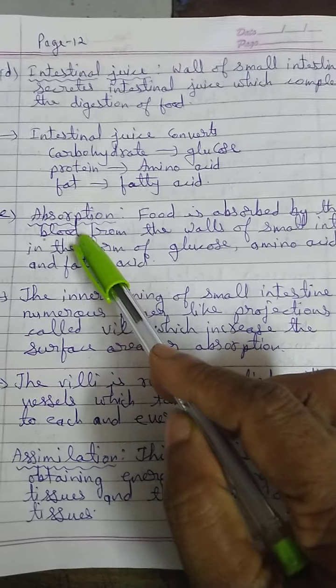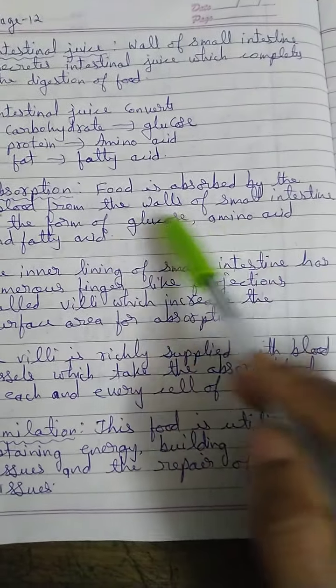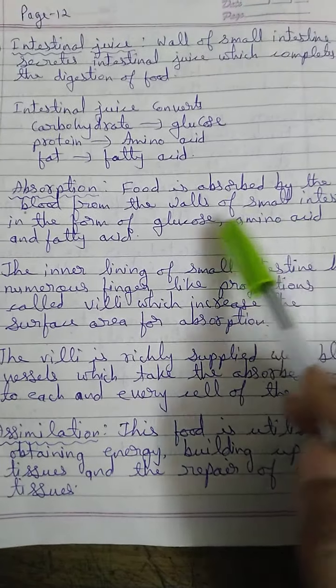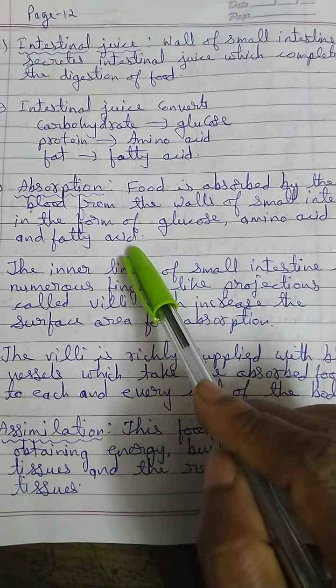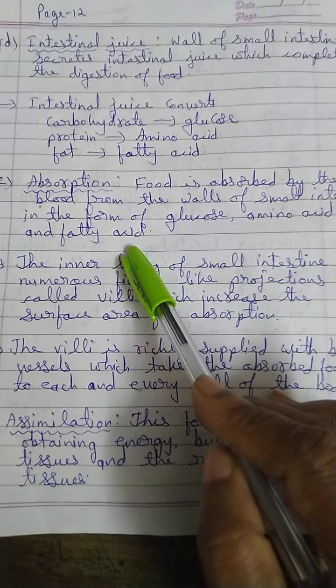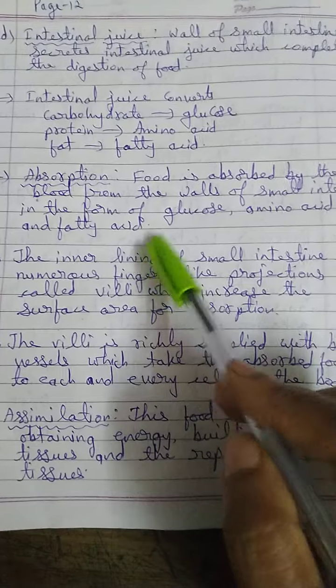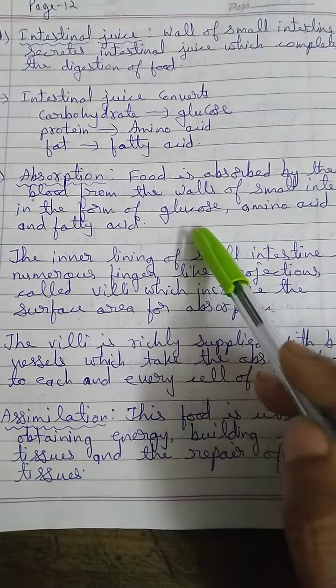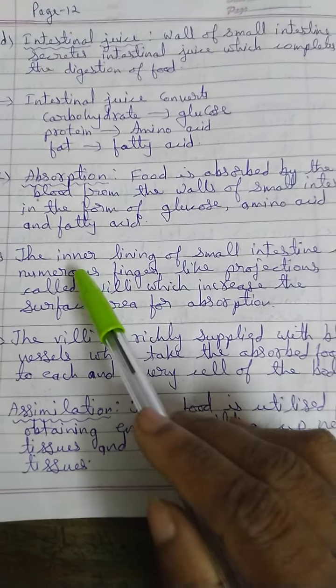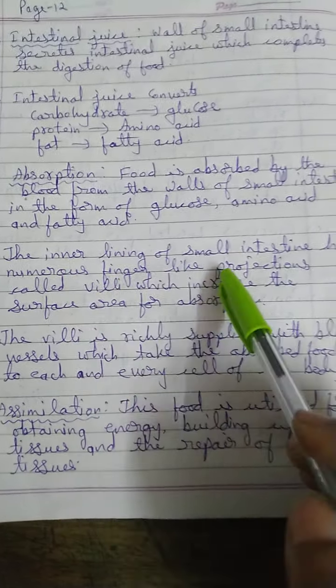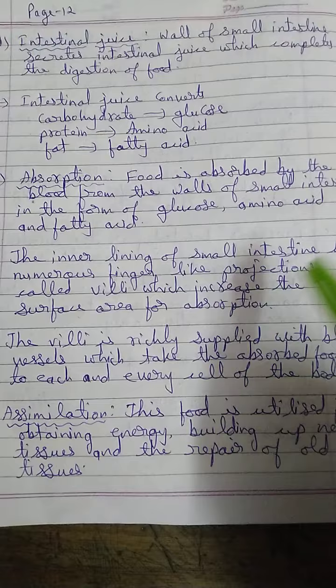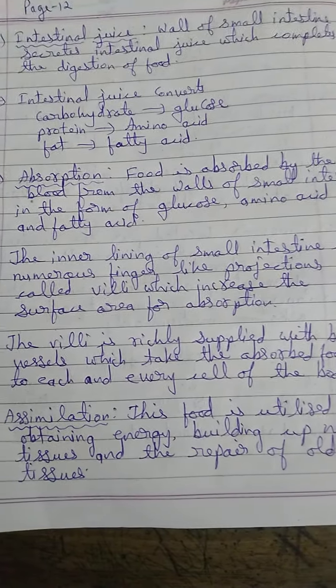Ultimately, absorption takes place. Food is absorbed by the blood from the walls of the small intestine in the form of glucose, amino acid and fatty acid. These are the three forms in which the blood can absorb the food. They are the smallest digestible form of the food. The inner lining of the small intestine has numerous finger-like projections called villi, which increase the surface area of absorption.